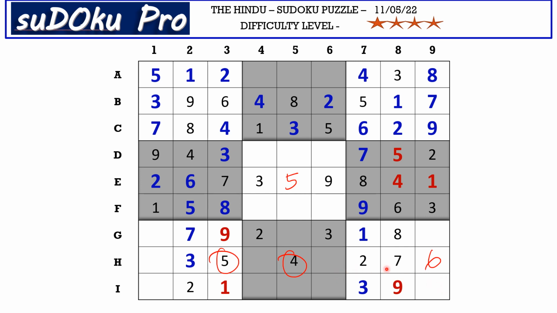But now if you observe this, you have 4 and 6 here. We know that these three cells were waiting for 4, 6 and 8. Now since 4 and 6 are blocking here, H1 takes 8. Now in H row there are 2 empty cells and the missing numbers are 1 and 9. There is a 9 blocking from here, so H6 takes 1 and H4 takes 9.